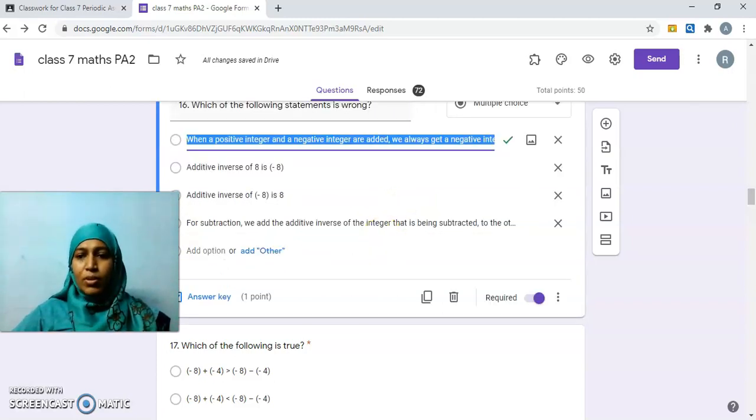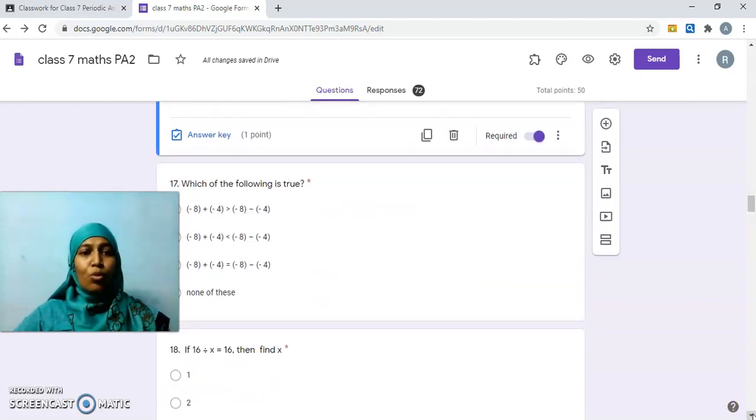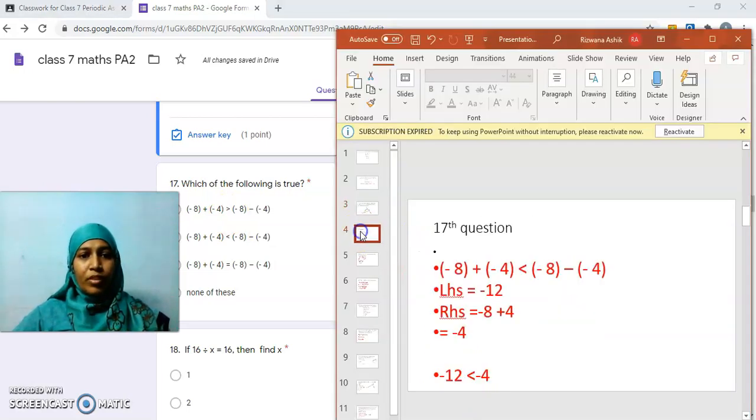Okay. The next question, which of the following is true? Here they are asking us to find the true one. So what is the value of LHS? Find the value of LHS now. Minus 8 minus 4, minus 12. Minus 8 minus of minus 4, RHS value. Minus of minus will become plus 4. Minus 8 plus 4 is minus 4.